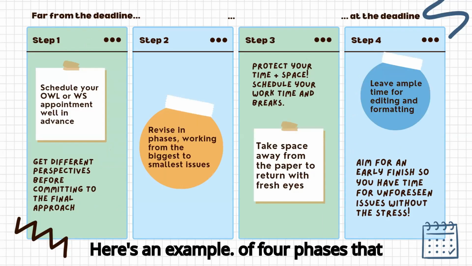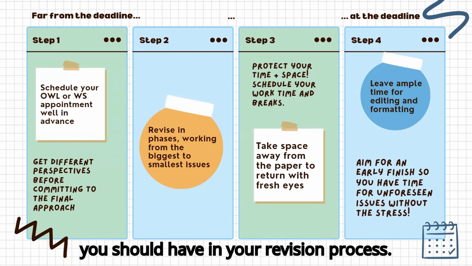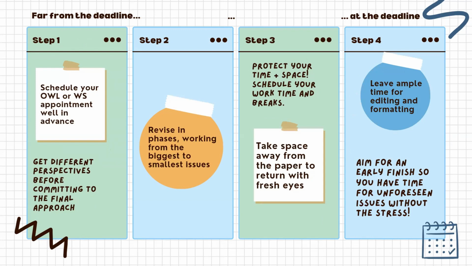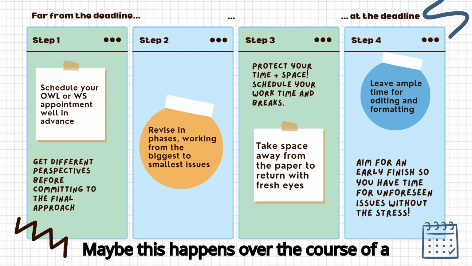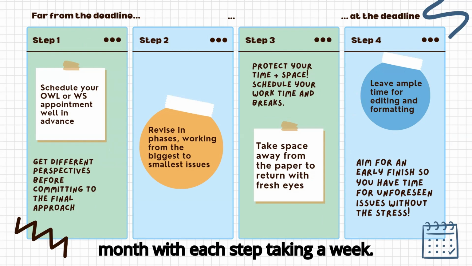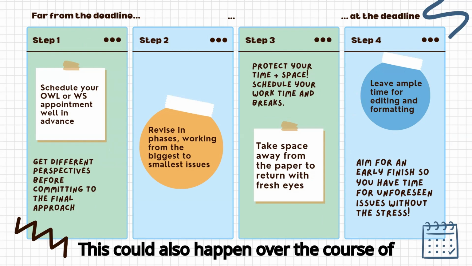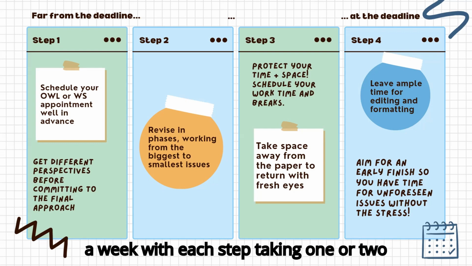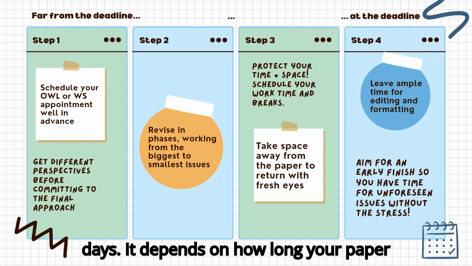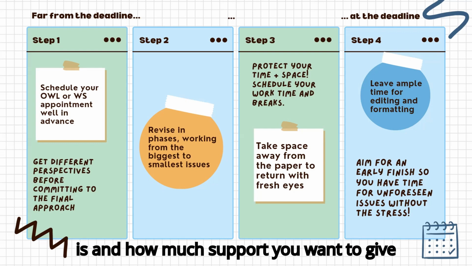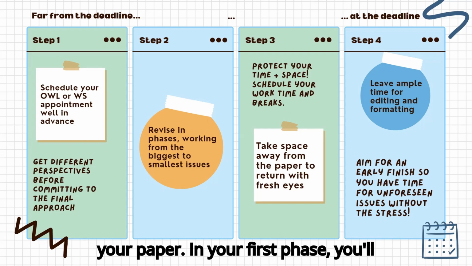Here's an example of 4 phases that you should have in your revision process. Maybe this happens over the course of a month, with each step taking a week. This could also happen over the course of a week, with each step taking 1 or 2 days. It depends on how long your paper is and how much support you want to give your paper.